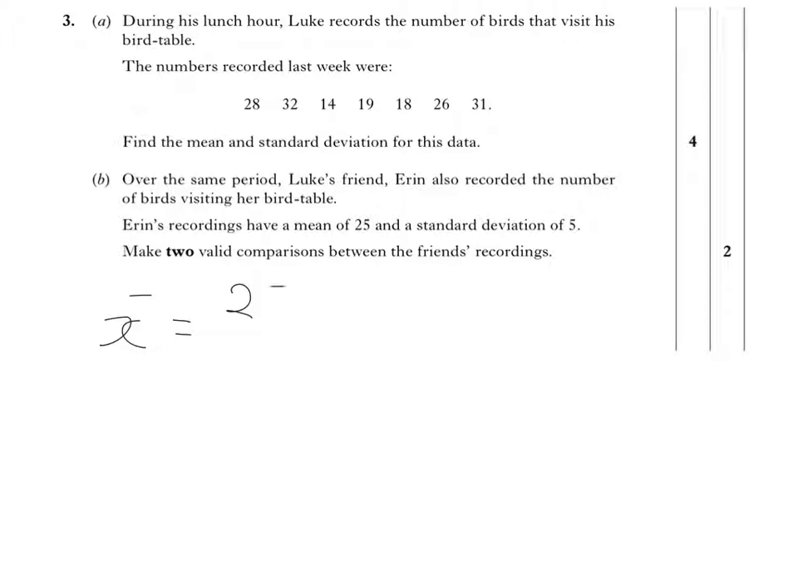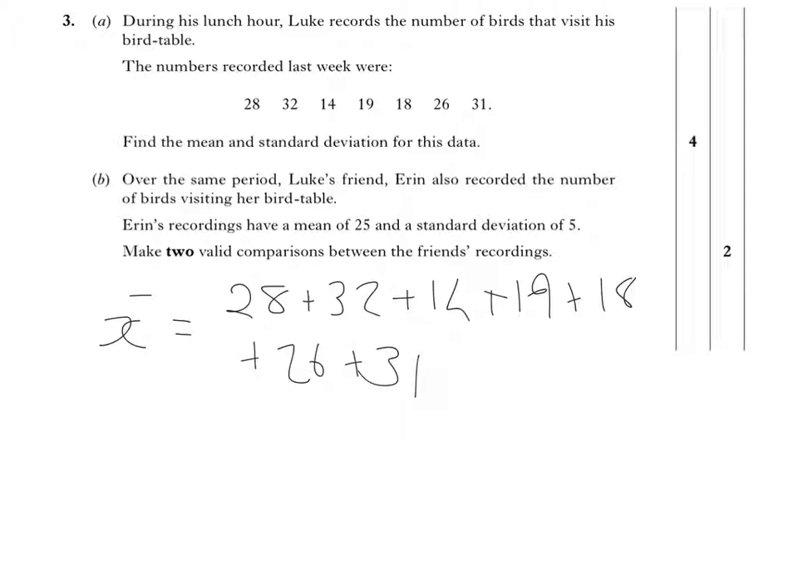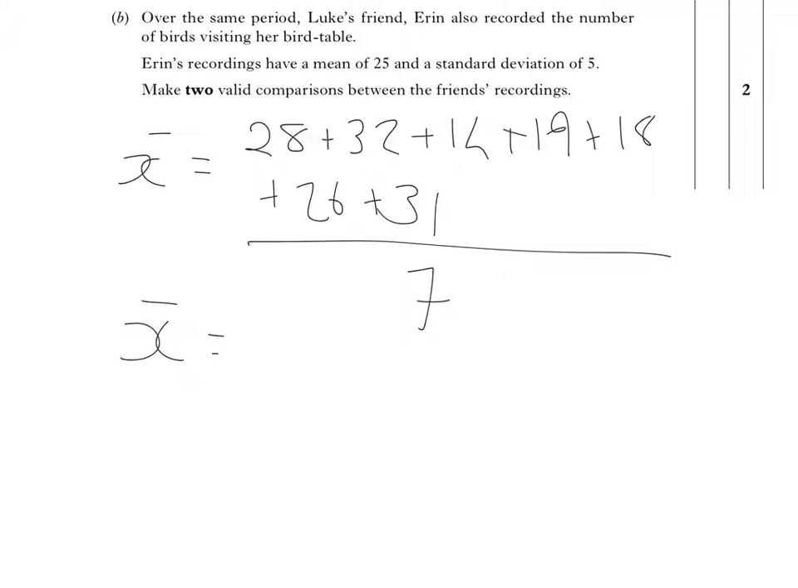So for the mean, I'm just going to add up all the data and divide it by the amount of data in the sample. So 28 plus 32 plus 14 plus 19 plus 18 plus 26 plus 31. There are 1, 2, 3, 4, 5, 6, 7 numbers in the sample, so I'm going to divide that by 7. And that'll give me 24 for the mean.